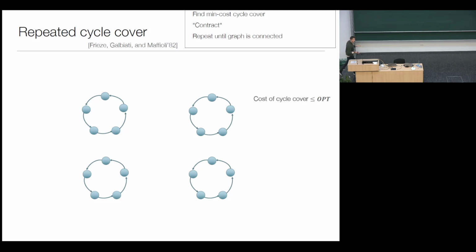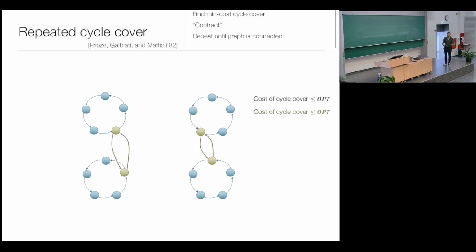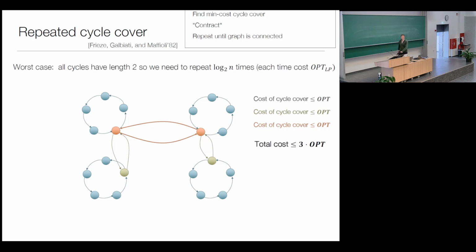But unfortunately, it doesn't connect the graph. So what do we do? We select a representative in each of these components and repeat. We find a cycle cover. This has cost at most opt again. We repeat. We find a cycle cover. So here I had to repeat 3 times. So I got that final tour of cost at most 3 times opt.